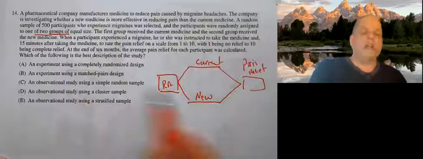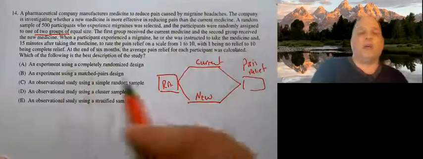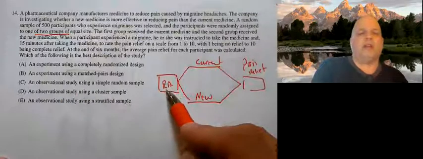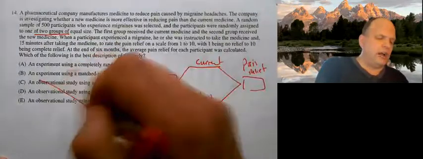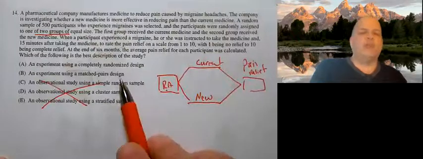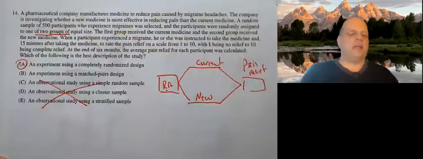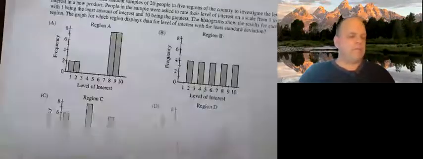All right, we did no blocking. We just placed them into groups. So first of all, we made assignment. The fact that we had assignment tells me it's not an observational study, it's an experiment. No one was tested twice. There was no matching of pairs. This is a completely randomized design. Okay.